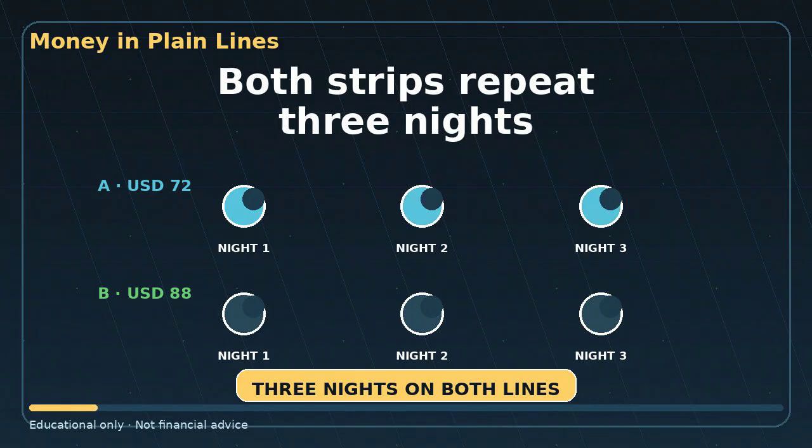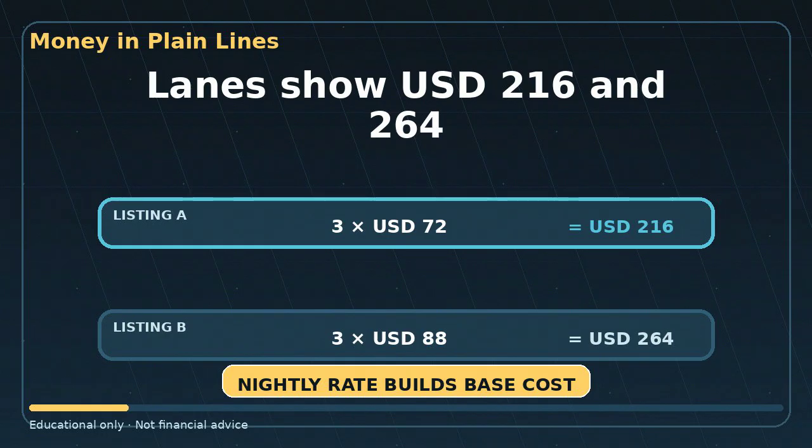Start with the shared quantity, 3 nights. 2 moon strips each show night 1, night 2, and night 3. Nothing about the stay length changes between the listings. That matters because a fair comparison needs the same quantity on both sides. Comparing one nightly rate with a 3-night total would mix unlike measures before any fee is considered.